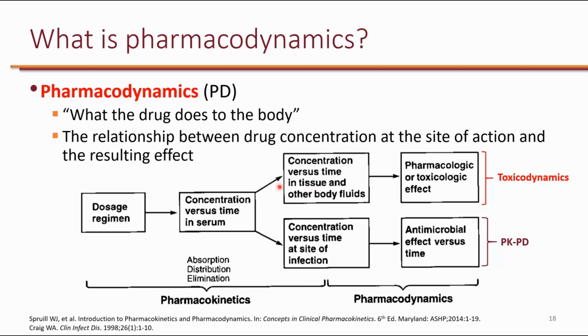And then there will be concentration in the body fluids and also at the site of infection. And at the site of infection is where you want the drug to do something to the pathogens, and that would be the pharmacodynamic outcomes, which we refer to as PK/PD. And of course, there are things that antibiotics do to the body, and those are referred to as toxicodynamics. These are the things that we don't really want antibiotics to do to the body.